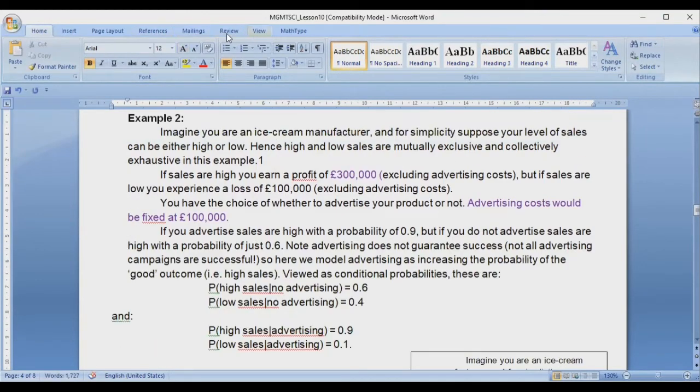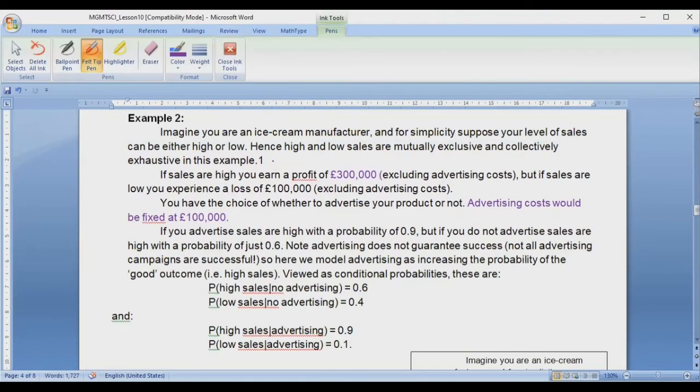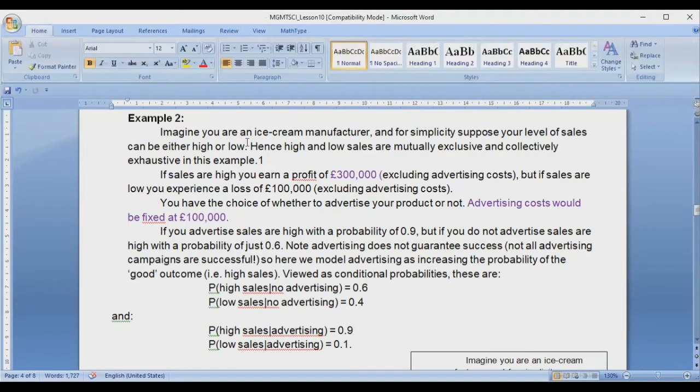Example number 2. Imagine you are an ice cream manufacturer, and for simplicity, suppose your level of sales can be either high or low. Hence, high and low sales are mutually exclusive. It will not happen at the same time, and they are collectively exhaustive. All are possible to be chosen. If sales are high, you earn a profit of 300,000 pounds, excluding the advertising cost. But if sales are low, you experience a loss of 100,000 pounds, excluding advertising cost.